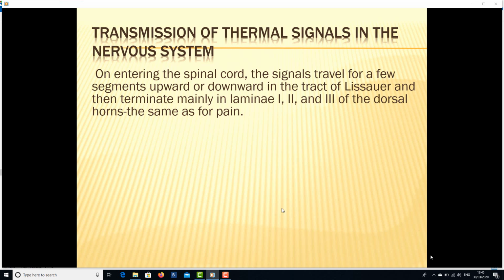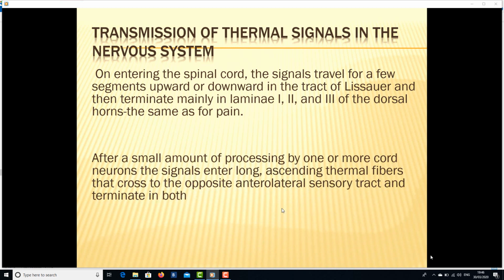And for all sensations, the third order neuron actually arises over there at the level of thalamus, and then they pass to the sensory area of cerebral cortex. So all of you are advised to keep this three order neuron system in your minds, and remember that on entering the spinal cord, the signals travel for a few segments upward or downward in the tract of Lissauer, and then they terminate mainly in lamina 1, 2 and 3 of the dorsal horns, the same as for pain.